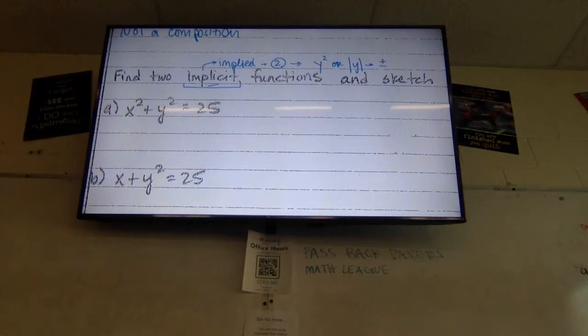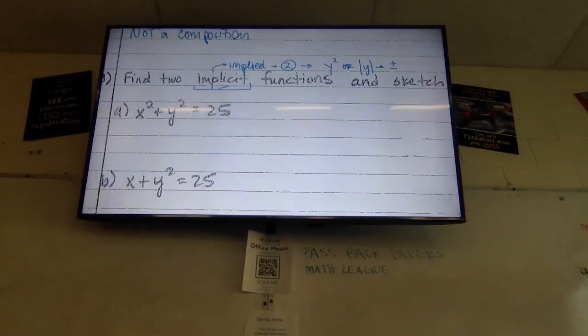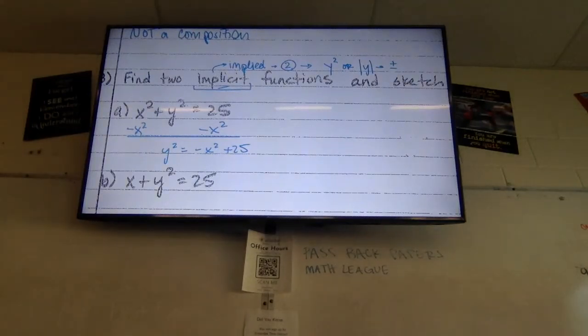I've got x squared plus y squared equals 25. Let's get y squared by itself. So first thing we do is I minus my x squared from both sides, and I get y squared equals negative x squared plus 25. Now I'm going to square root both sides because I've got to get rid of that y squared. When I square root both sides, I have a positive and a minus. So I'm going to have two equations that come from it: the positive version and the negative version.